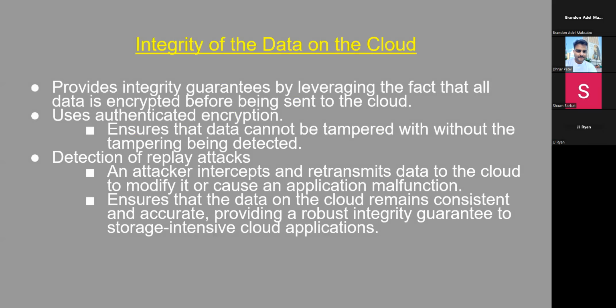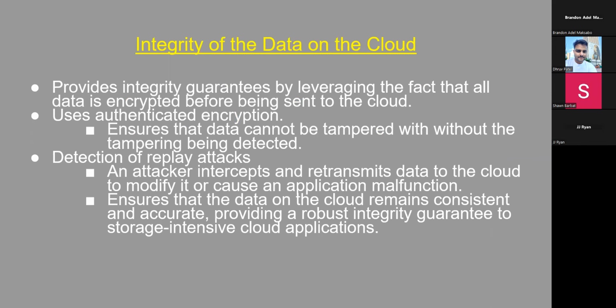Talking about integrity of the data on the cloud, in addition to confidentiality, the integrity of the data on the cloud is also a critical concern for storage-intensive cloud applications. Silverline provides integrity guarantees by leveraging the fact that all data is encrypted before even being sent to the cloud. By using authenticated encryption, Silverline ensures that data cannot be tampered with without the tampering being detected.